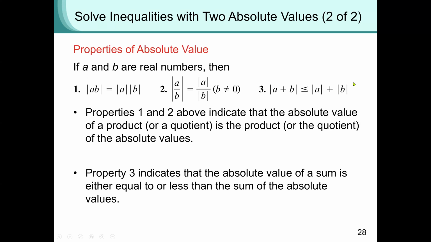Now we say the properties of A and B above indicate that the absolute value of a product or a quotient is the product or the quotient of the absolute values. Absolute value of A times B is the same as absolute value of A times absolute value of B. And absolute value of A divided by B is the same as absolute value of A divided by absolute value of B. Now property number 3 indicates that the absolute value of a sum is either equal to or less than the sum of the two absolute values, absolute A plus absolute B.